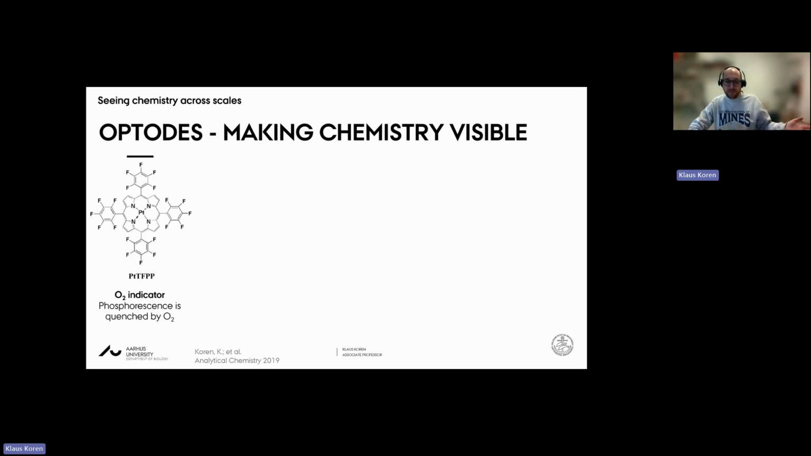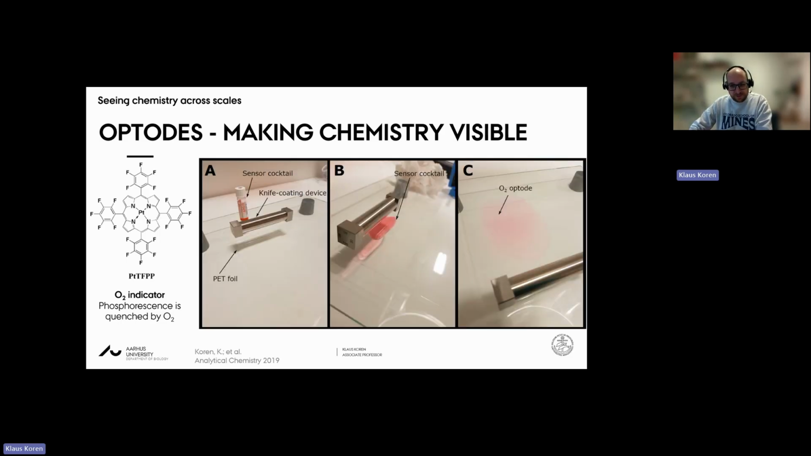How do we make an optode? How do we make chemistry visible? We need a dye, something like this. This is a phosphorescent dye, and then we mix it with a polymer and smear it on a glass or plastic support. It's very simple. That's what you do. And the interesting thing is this dye is reacting to an analyte.